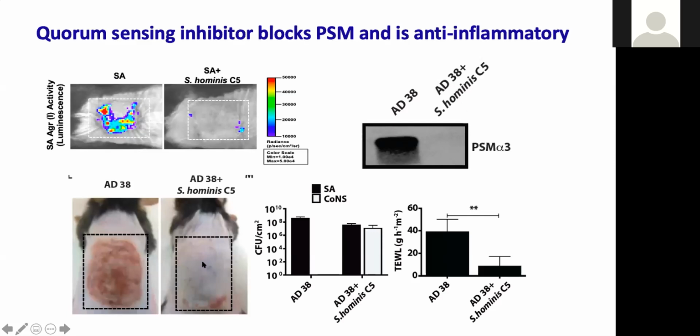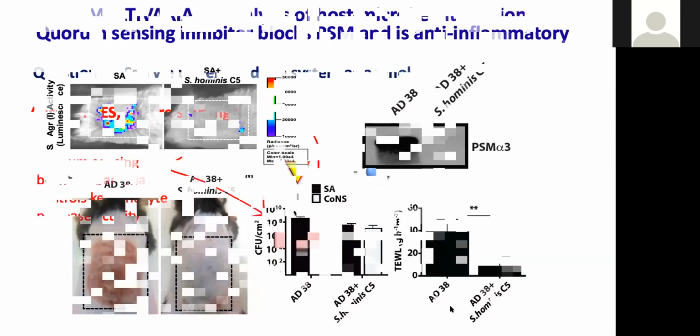And here is that same kind of assay as we showed before. Now we're not genetically modifying the Staph aureus in any way. We're just putting the Staph hominis here. This Staph hominis can't kill Staph aureus. So there's just as much Staph aureus here, as we can see, but the ability of the aureus to damage the skin is dramatically decreased. Transepidermal water loss is decreased.